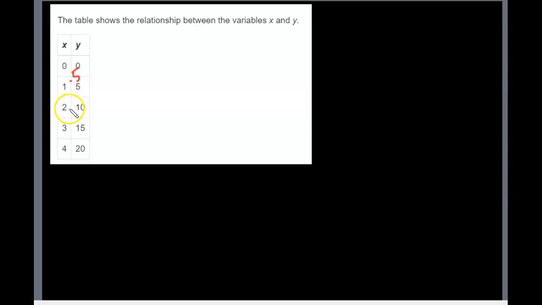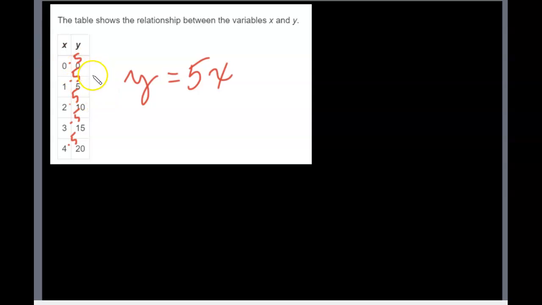Does it work for all the rest of them? Is 2 times 5 10? Yes. Is 3 times 5 15? Yes. Is 4 times 5 20? Yes. How about the zeros? Is 0 times 5 0? Yeah, it is. So to get from x to y, we're multiplying by 5. So our y value here, the dependent variable, would be 5 times my x. Now be careful here.